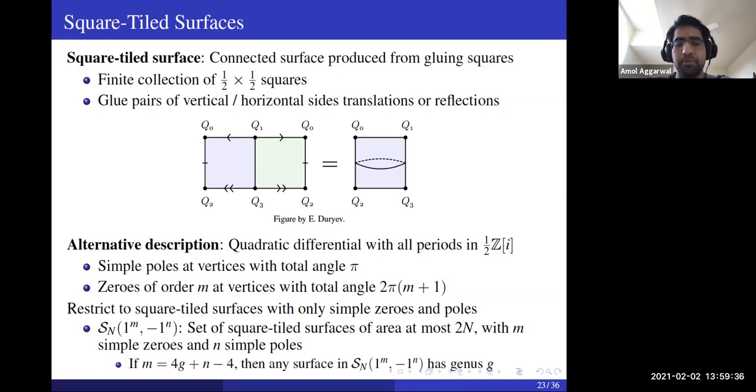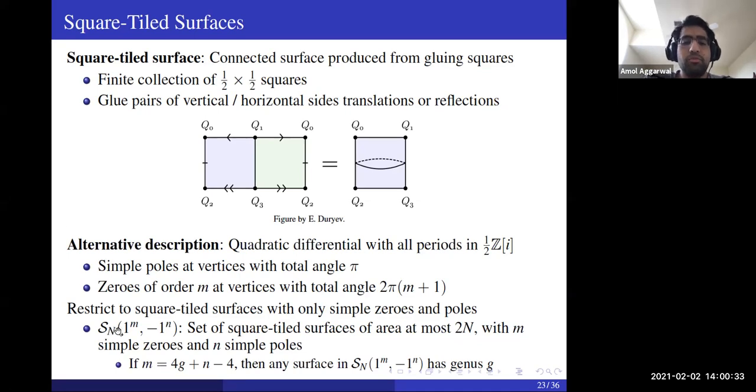Maybe an alternative description, for those who find the differential notation more natural, is that these are quadratic differentials whose periods all lie in one half of Z[i]. This should be somewhat obvious because every period is either vertical or horizontal of length one half. The horizontal period of length one half is one half, and the vertical period of length one half is i over two. So I take all possible such periods. Once again, we have simple poles at any vertex whose total angle is pi, and zeros of order m at vertices whose total angle is 2 pi times (m plus 1). For the purposes of what we'll describe next, we'll be restricted to the principal stratum. So we'll only think about square tiled surfaces that have only simple poles or simple zeros, so we don't allow any angles bigger than 4 pi.